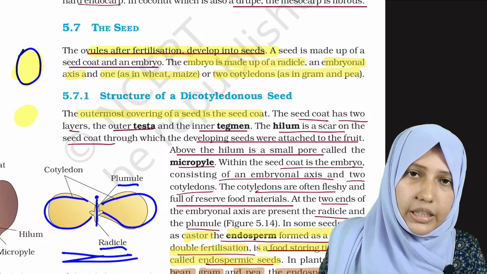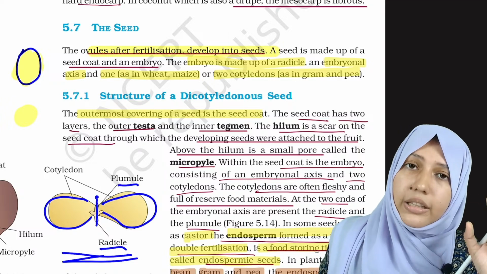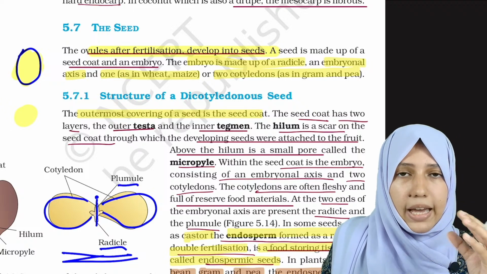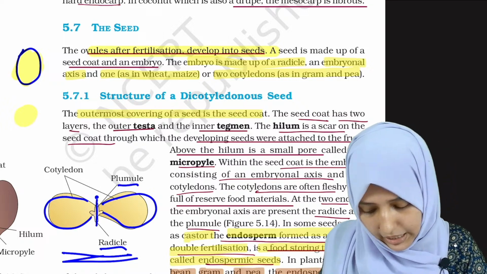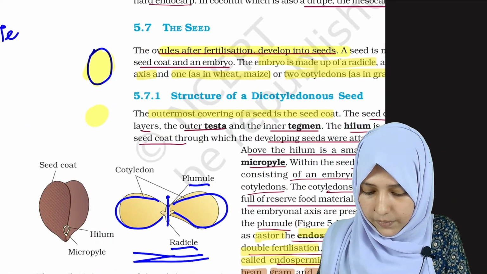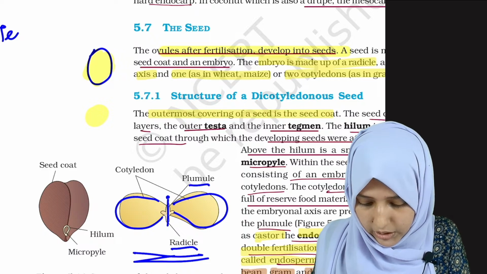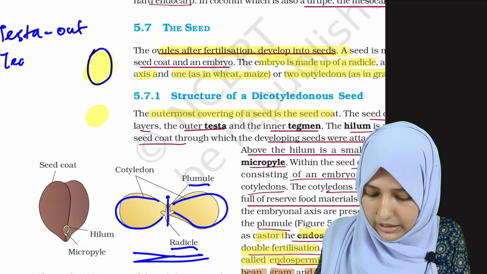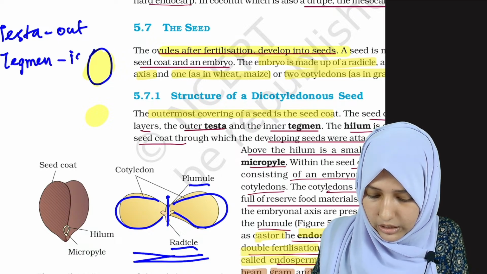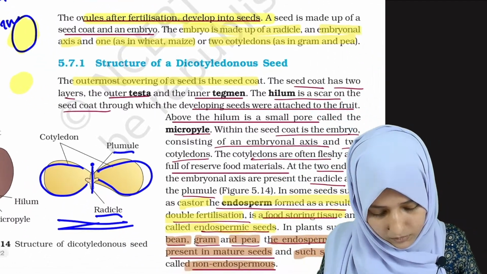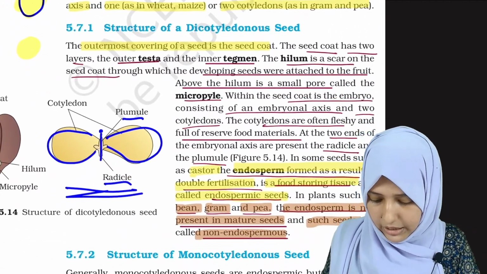Okay. Now the outermost covering of a seed is known as the seed coat. As we discussed, the seed will have a seed coat, and this seed coat can again be differentiated into two: outer testa and inner tegmen. Just note the point: outer testa and inner tegmen.